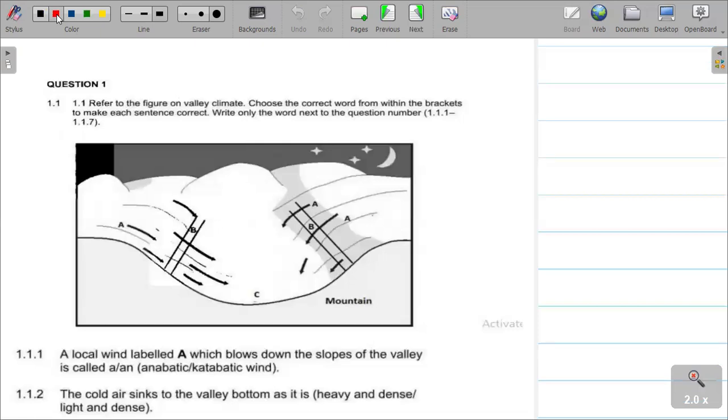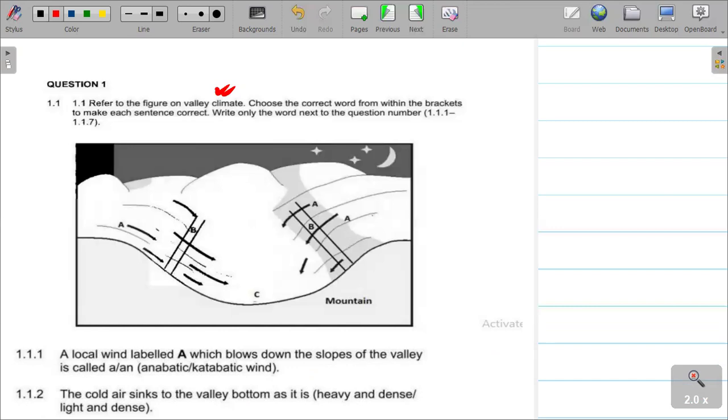We have talked about valley climates before. We said that it is microclimate. You need to understand that climate can be studied at a micro level, at a very small level, which can be either a valley or urban. In our geography syllabus, we mostly focus on valley and urban climate as typical examples of microclimate. So in this respect, we are going to work on the valley climate.